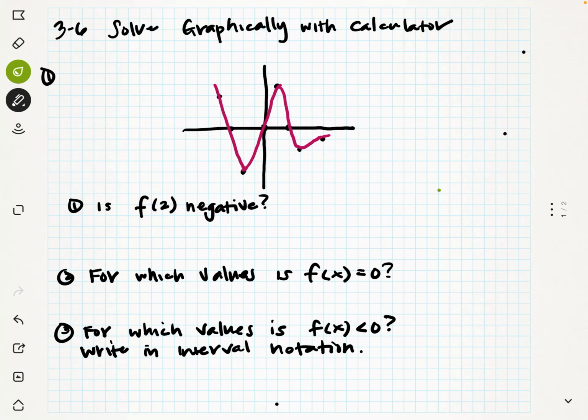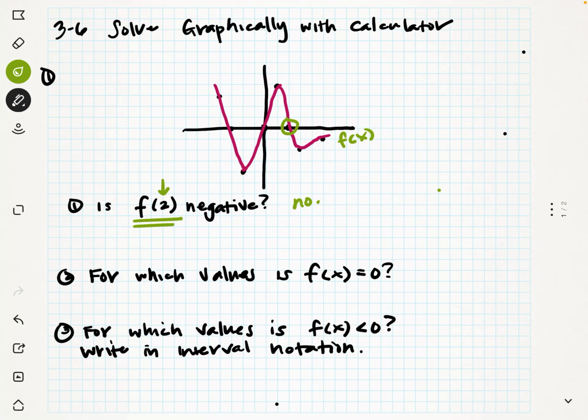The first thing it's asking us is, is f of 2 negative? So this is f of x, the red line. So what we're going to do is look at what is f of 2. What this says is that when x is 2, what is our value for our function? So if we look over here, f of 2 right there is at 0. So this is no. It's not negative because it's 0.